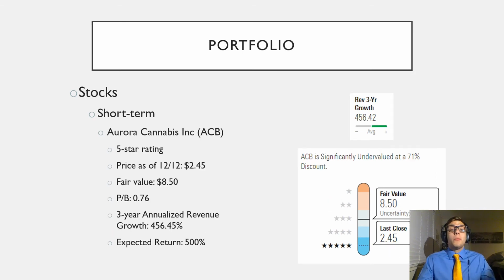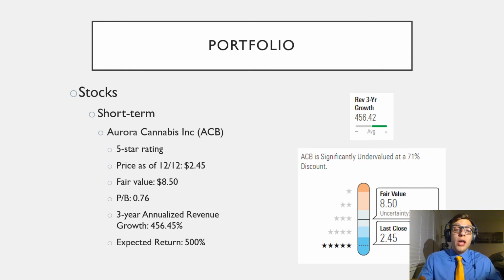Another one for the short term is Aurora Cannabis Incorporated, or ACB. This also has a 5-star rating by Morningstar. Its price as of today is $2.45 with a fair value price of $8.50. That is significant. The price to book ratio of ACB is 0.76, but the industry average is a staggering 7.58. So that shows that this stock is tremendously undervalued.